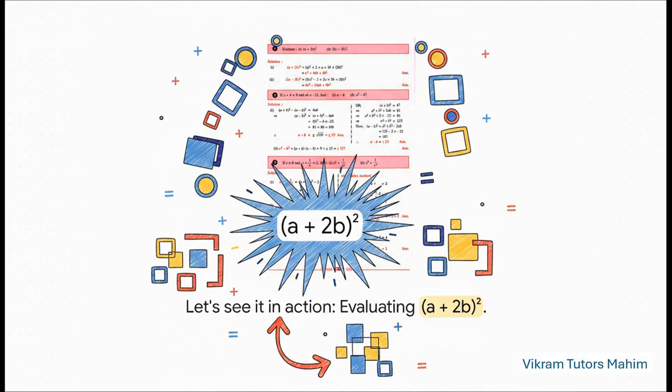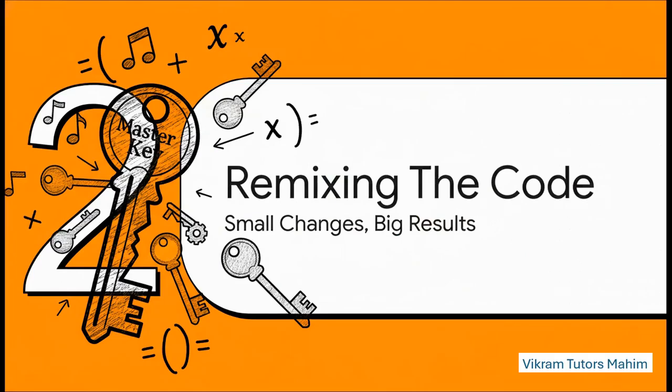Okay, so how do we actually use it? Let's check out this example here. A plus 2b squared. We just follow the pattern. The first term, a, gets squared. Easy. Then we take 2 times the first term, a, times the second term, 2b, which gives us 4ab. And finally, we square that second term, 2b squared, which becomes 4b squared. You just stick it all together and you get a squared plus 4ab plus 4b squared. See? So much faster. Awesome.